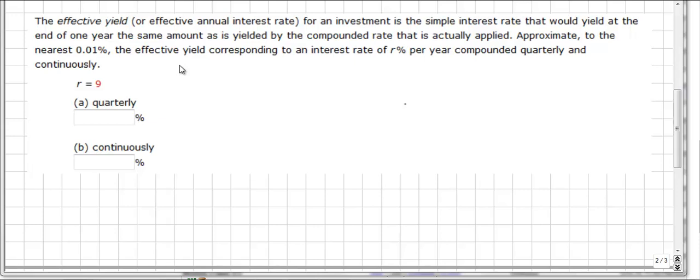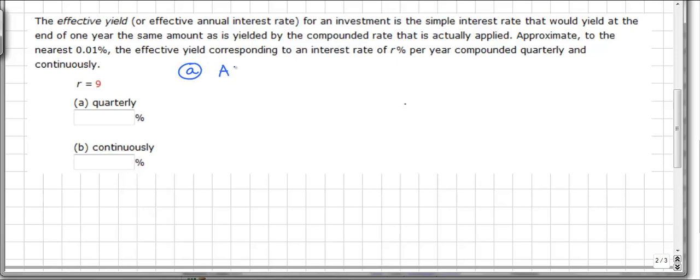Now, I'd like to do two things here. One, just simply work the problem, but two, also derive formulas for effective rate for compound interest and continuous compound interest. Okay, so looking at part A, if you compound interest quarterly for 1 year, some initial investment, principal P, will be multiplied by 1 plus your quarterly rate, and then there are 4 quarters in a year.